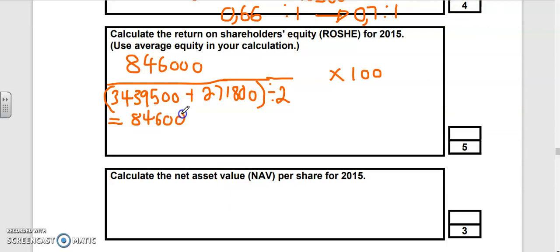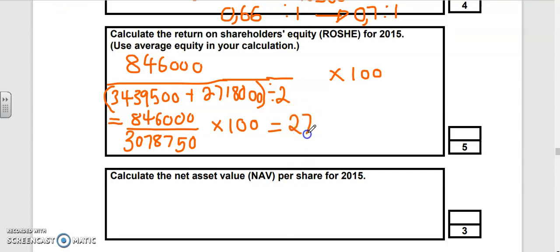846,000 divided by... I'll do this calculation quickly. So obviously I take 3,439,500 plus 2,718,000 divided by 2. I get 3,078,750, and then I times it by 100, and I'm going to check what I get, how many percent. Alright, so I get 27.48% if it's 2 decimal places.